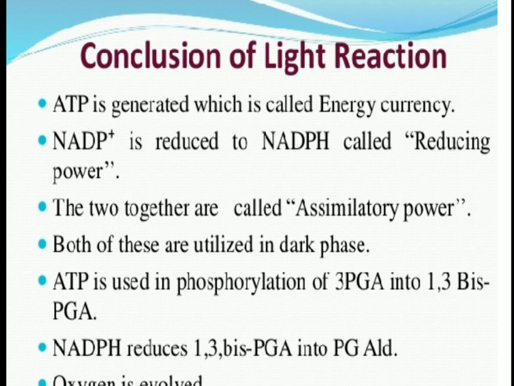ATP is used in phosphorylation of 3 molecules of phosphoglyceraldehyde into 1,3-biphosphate glyceraldehyde. NADPH reduces 1,3-biphosphate phosphoglyceraldehyde into phosphoglyceraldehyde, and oxygen is evolved. This is the net result of the light reaction.